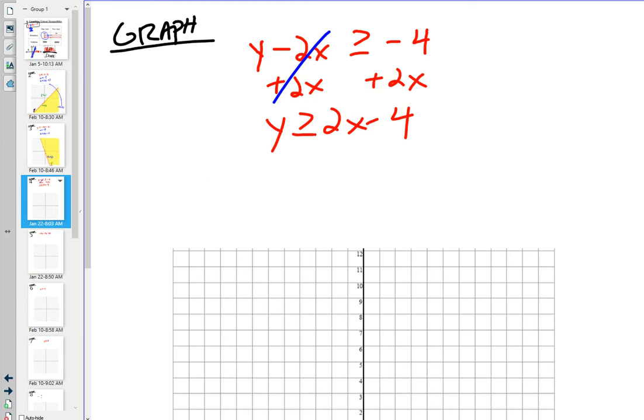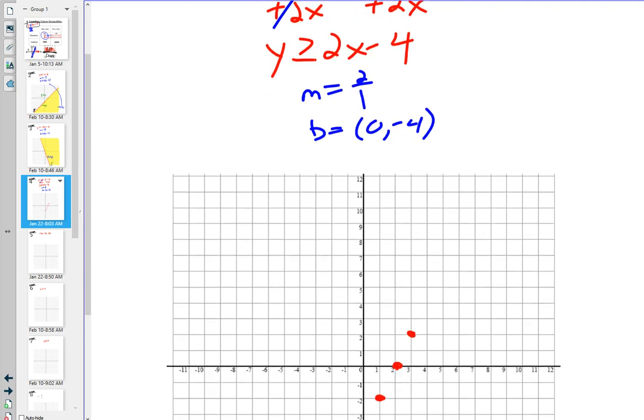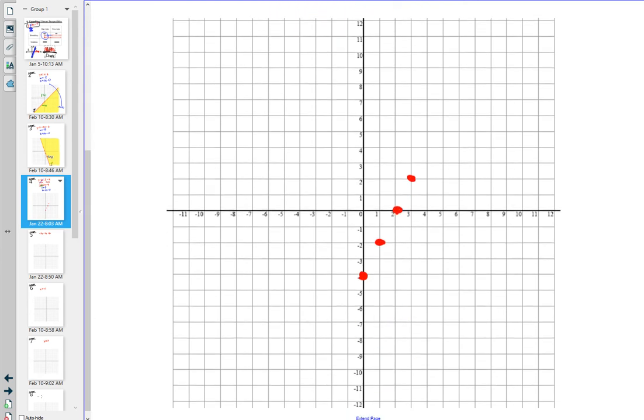Okay, so what you should have identified is that your slope is going to be 2 over 1. The y-intercept is 0, negative 4. The boundary is going to take you up 2, right 1. Okay, who says solid? Who says broken? And you want to be 50-50 on this one? No, you would have been better off being 50-50 because it is solid. If you have the or equal to sign underneath, it is solid.